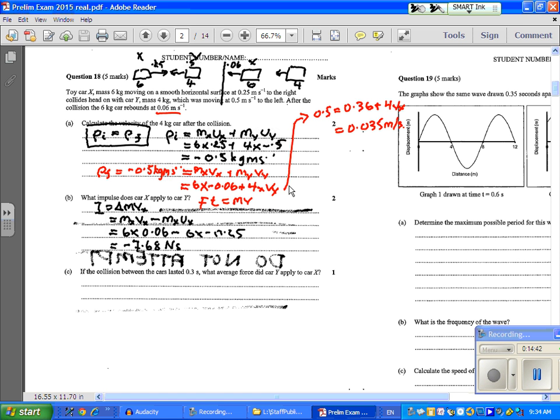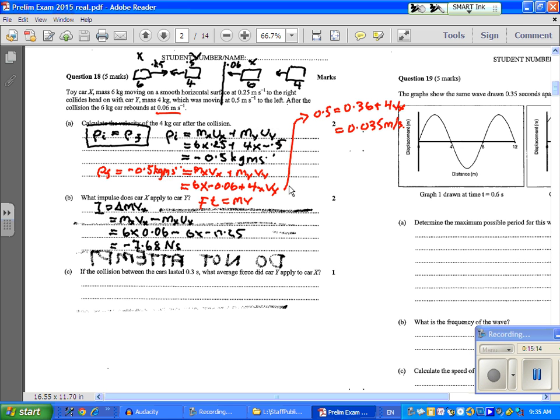Now, the last question says if the collision between two cars lasted 0.03 seconds. Now, the hint in this question that you're not going to use the Ft formula is you're not given a time. Because you don't have a time in there, it should ring bells to you when you look at the question and say, well, I don't know time, so using Ft is not going to work for me. They must be hinting at something else. And this is part of the skill of reading questions, understanding what information they give you and then what you're going to do with that information.